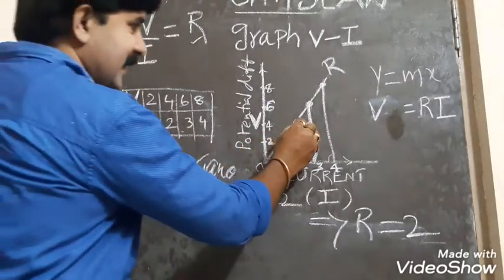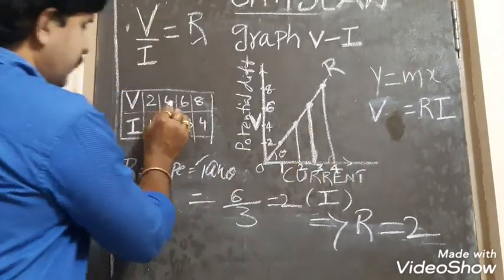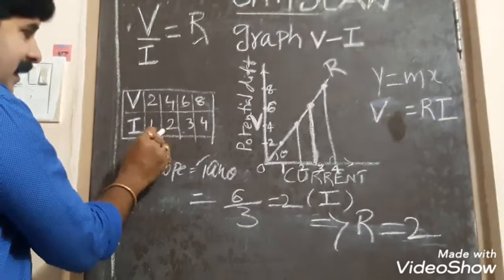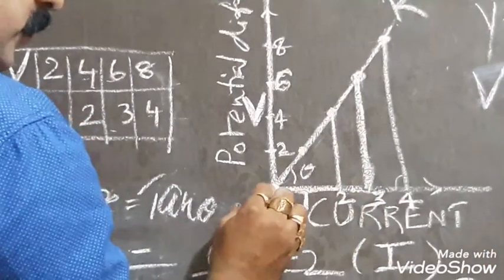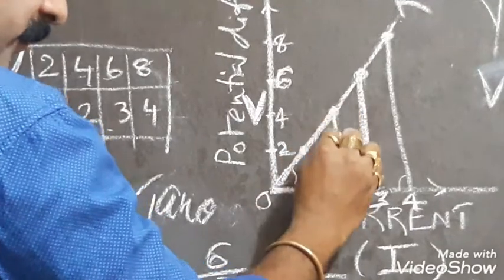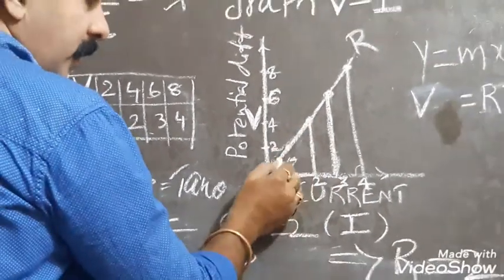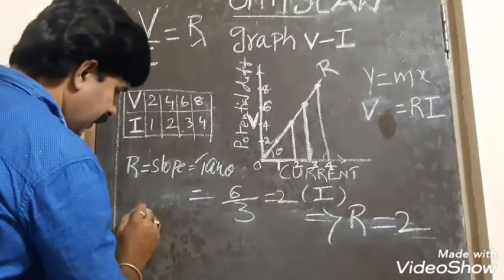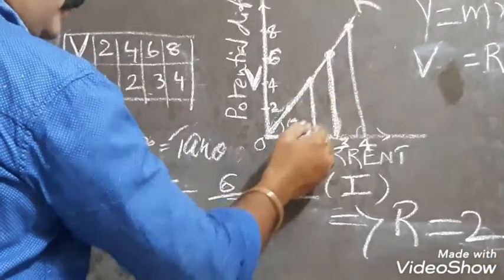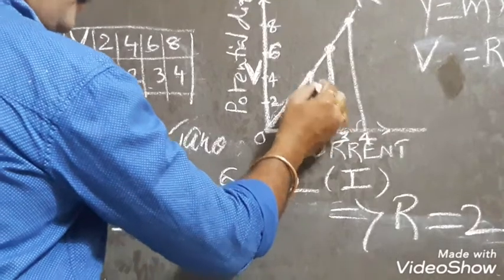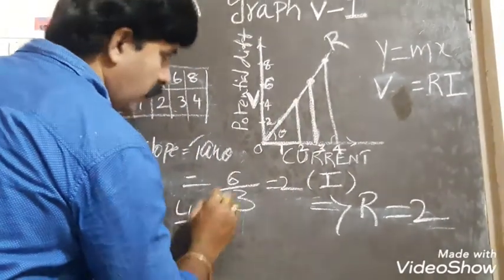Let us take another triangle. Now consider this triangle, that is the potential difference at 4 and current at 2. You see this triangle only, which I am plotting now. What is tan theta here? Here also R is equal to tan theta. Tan theta means opposite side by adjacent side. What is the length of the opposite side? It is nothing but 4. 4 by, what is the adjacent side?